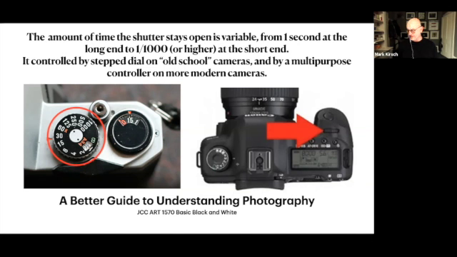The camera on the right is a more modern electronic camera. Almost every button or dial on this camera has multiple uses, multiple purposes. This scroll wheel that you see by the red arrow is called the control dial. That's what it's called.